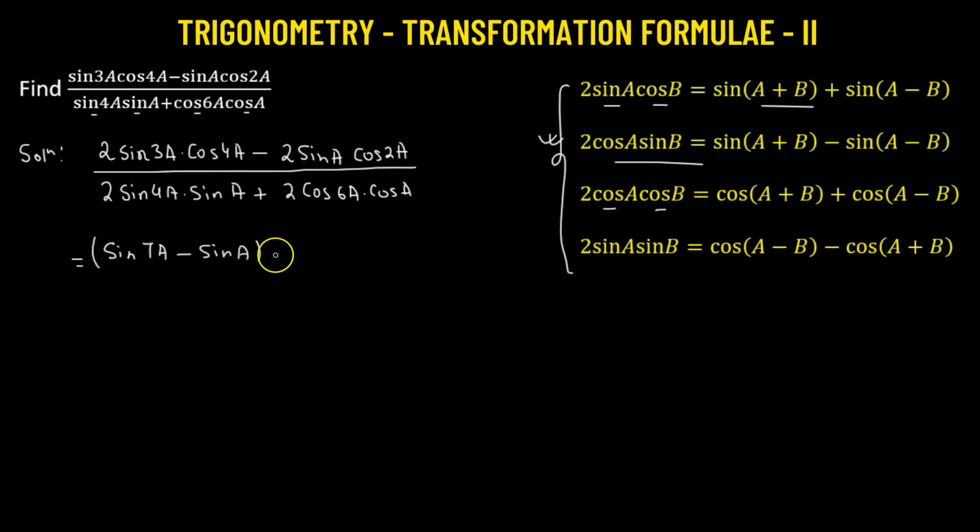Fine. Minus we have 2 sine A cosine 2A. Same scenario, we will use that 2A is greater than A. So we have sine of angle 3A minus sine of angle A, divided by, now we have 2 times sine 4A times sine A. So this is the product of two sine functions. It's going to transform as the difference of the cosine functions. So we get cosine of angle A minus B. So 4A minus A will be 3A, minus cosine of angle 4A plus A.